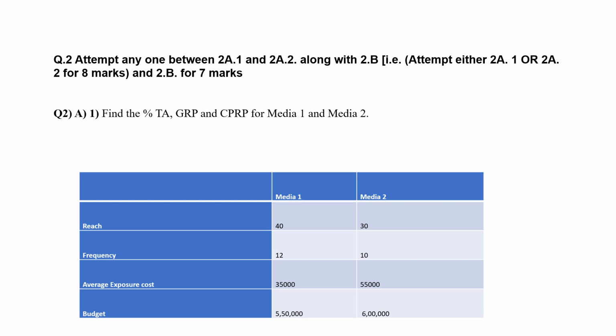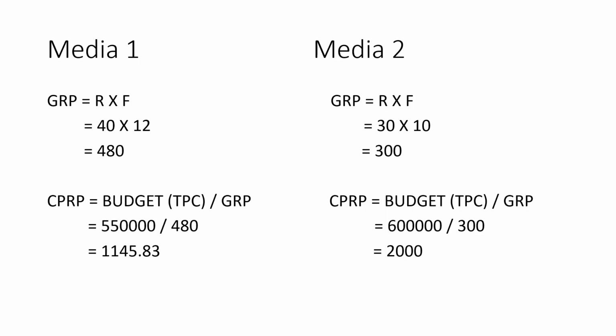We have our details here in the question. For media 1 and media 2, they have given us reach, frequency, AEC and TPC. What we're looking for is percentage TA, GRP and CPRP. So as you already know and you've studied in class, GRP equals reach into frequency. Therefore, for media 1, it was 40 into 12, which gives us 480. For media 2, GRP, reach into frequency, is 30 into 10, which gives us 300.